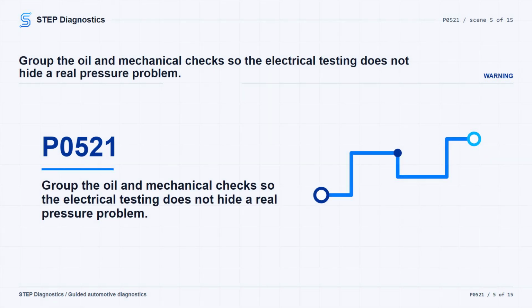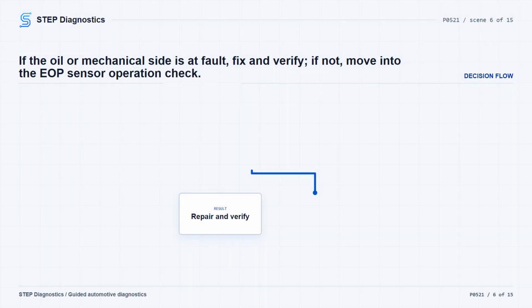Before chasing the electrical side, make sure the engine and lubrication system are not creating the pressure concern. Check for engine mechanical tolerances out of specification, engine oil pressure out of specification, low oil level, deteriorated or dirty oil, and oil contaminated with coolant or fuel. This step matters because skipping it can lead to a wrong diagnosis.